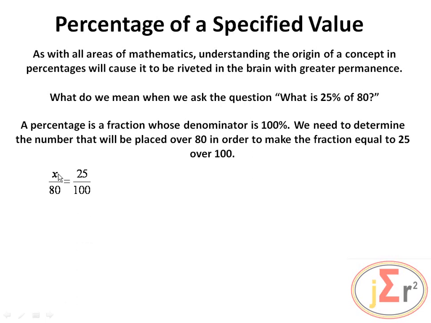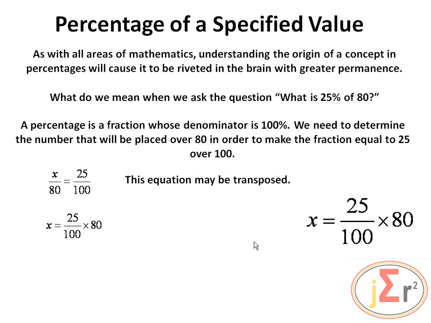So we have something over 80, which is the unknown x over 80, is equal to 25 over 100. So this equation may be transposed, and we get what? This is divided by 80 on that side, multiplied by 80 on the other side. So that's what we'll get. So we'll see why this is highlighted in the long run. So we have x is equal to 25 over 100 multiplied by 80.